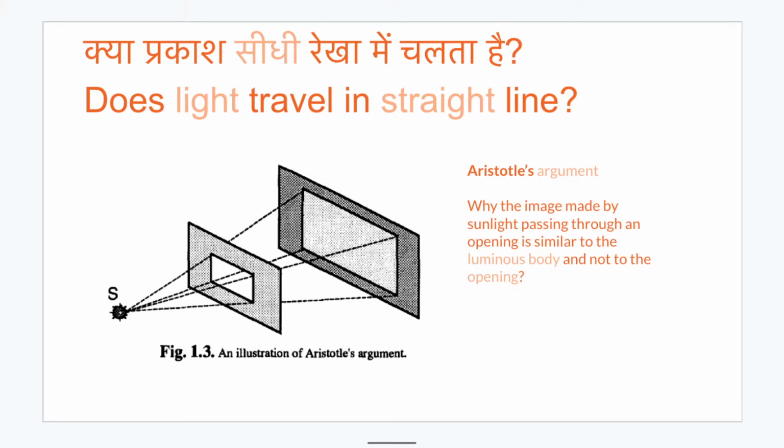And what he realized was that when he was watching solar eclipses using pinholes, he was actually able to see the sun, which is the luminous body. The image was of the sun and not of the opening.